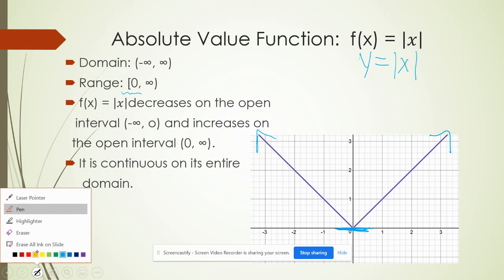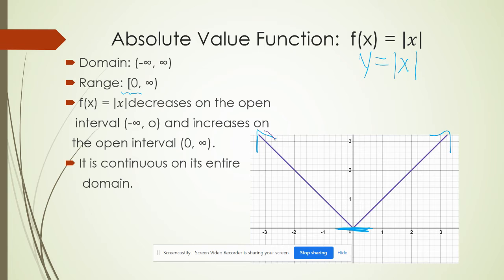Talking about increasing and decreasing here, as I trace the graph from left to right, I am decreasing from negative infinity to 0. And then once I hit 0, I start going up again, which is increasing. So increasing from 0 to infinity. This graph is continuous because as I trace it from left to right, I never have to pick up my pencil to be able to trace the graph. And that is the end of the parent functions that we'll be talking more about in section 2.7.